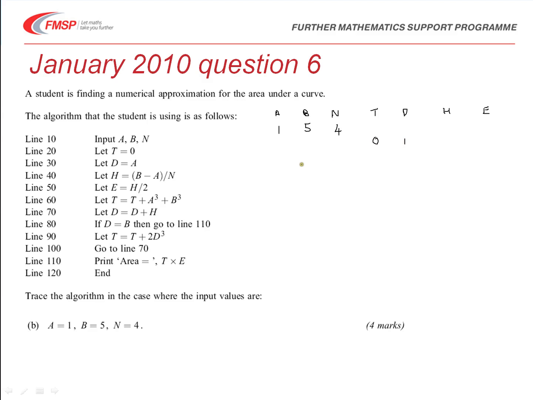Line 40 then says we've got to make H equal to B minus A, which is 4, divided by N, which is 4, so that makes that value 1. And then E is half of H, which makes it 0.5. Line 60 then says cube A, cube B, add them together and add the old value of T to it, and so once again that makes 126.